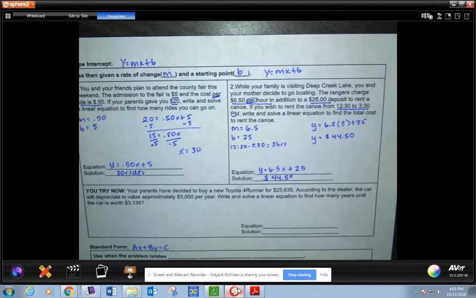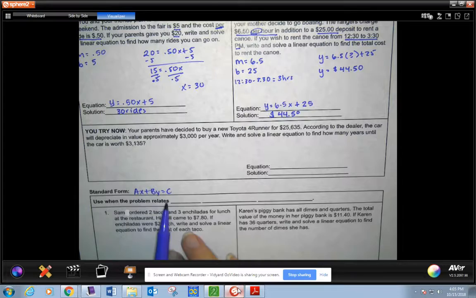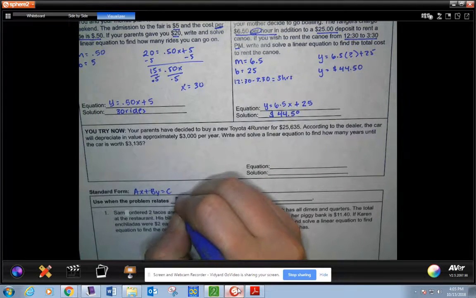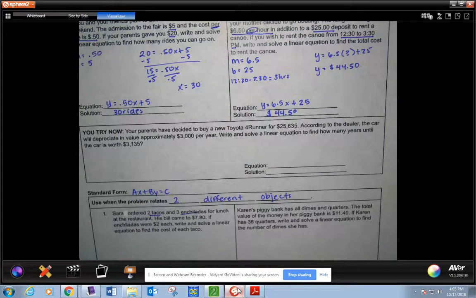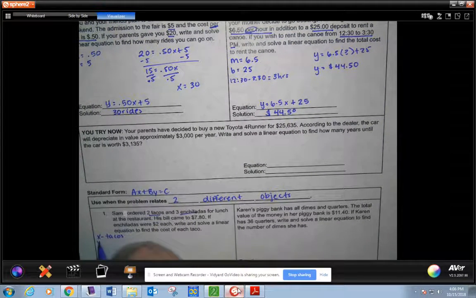For ax plus by equals c, you use this when the problem's relating to 2 different objects. So we're going to be talking about 2 different things. Sam ordered 2 tacos and 3 enchiladas for lunch at the restaurant. I already know what 2 things I'm talking about: tacos and enchiladas. So I'm going to call my X tacos and my Y enchiladas.